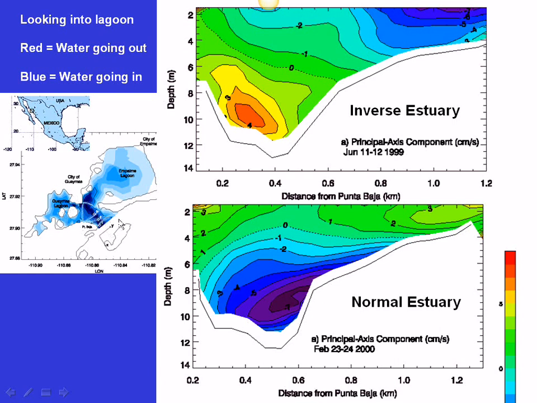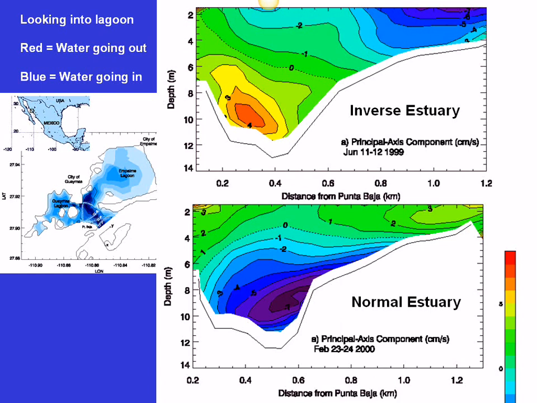If we look at a section right here, at the mouth of the bay, and we're sitting here looking into the bay, you can have this type of exchange. These are isotachs, which represent lines of flow. In the upper panel we have water going away from us. Again, we're looking into the lagoon. The water going away from us is above that zero. So all the blue is going away from us, and the yellow and red is coming towards us. So this is an inverse estuary.